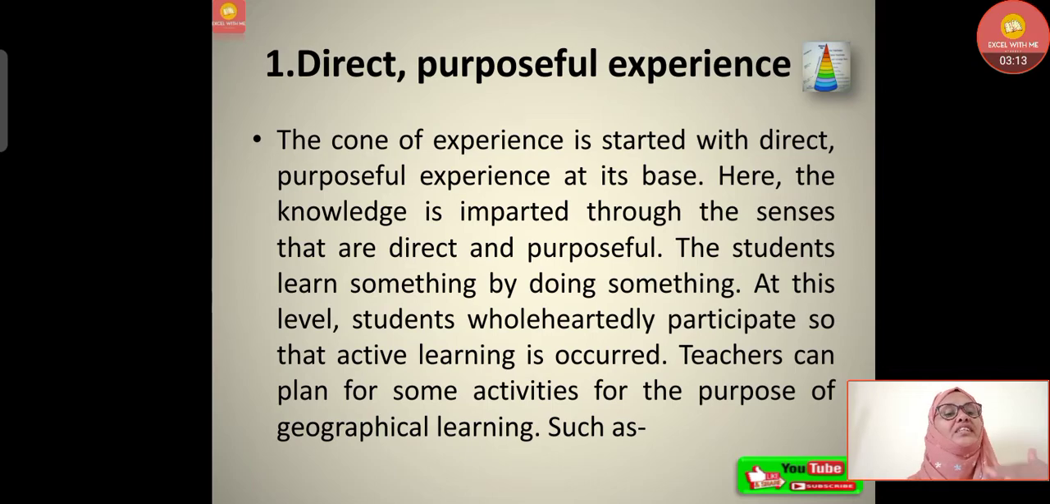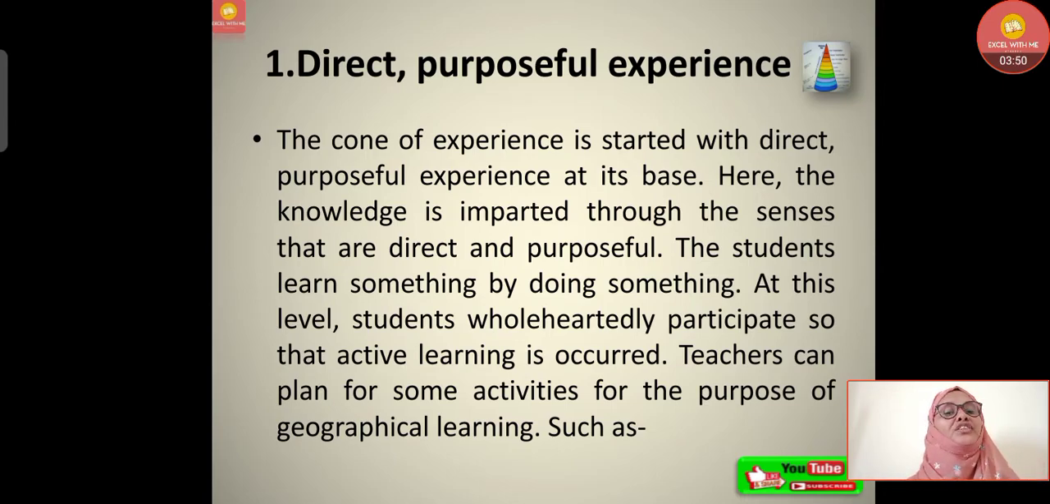Now the first stage, that is the bottom of the cone, the direct purposeful experience stage. The cone of experience starts with this, and it is the base of the cone. Here the knowledge is imparted through the senses that are direct and purposeful. The students learn something by doing by themselves. At this level, students wholeheartedly participate, so that active learning occurs. By themselves they will do all the things, so much interest will be there in the students.